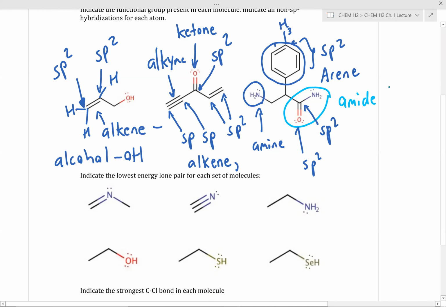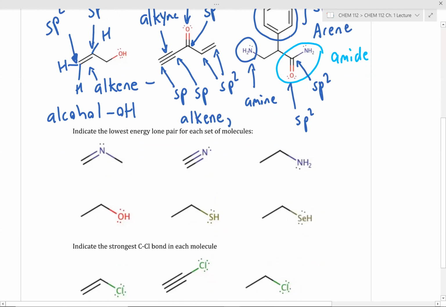Okay, so very similar to what we did in lab. For the next set, when we're asked for the lowest energy lone pair, what I want you to think about is lowest energy orbital. Remember how when we drew all these orbital pictures, we were looking fundamentally at the energy of an electron in that orbital. And that's based on the atoms involved and the hybridization.